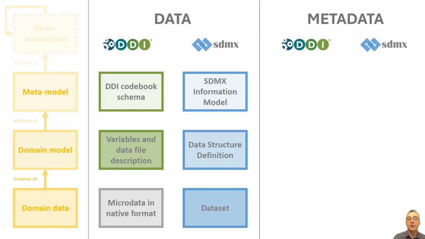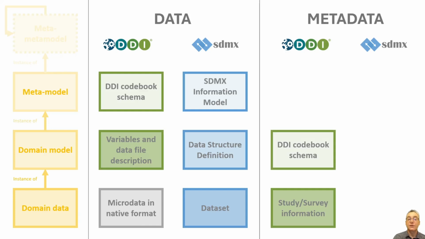In addition to describing the structure of microdata files, DDI codebooks may include extensive descriptive information about the context in which the data was produced. Within our 4-layer framework, this corresponds to domain data, or we could say domain metadata in this context. The vocabulary used to express this descriptive information is specified in the official DDI codebook schema. We can see in this case that the official DDI XML schema provides a domain model for expressing descriptive metadata.